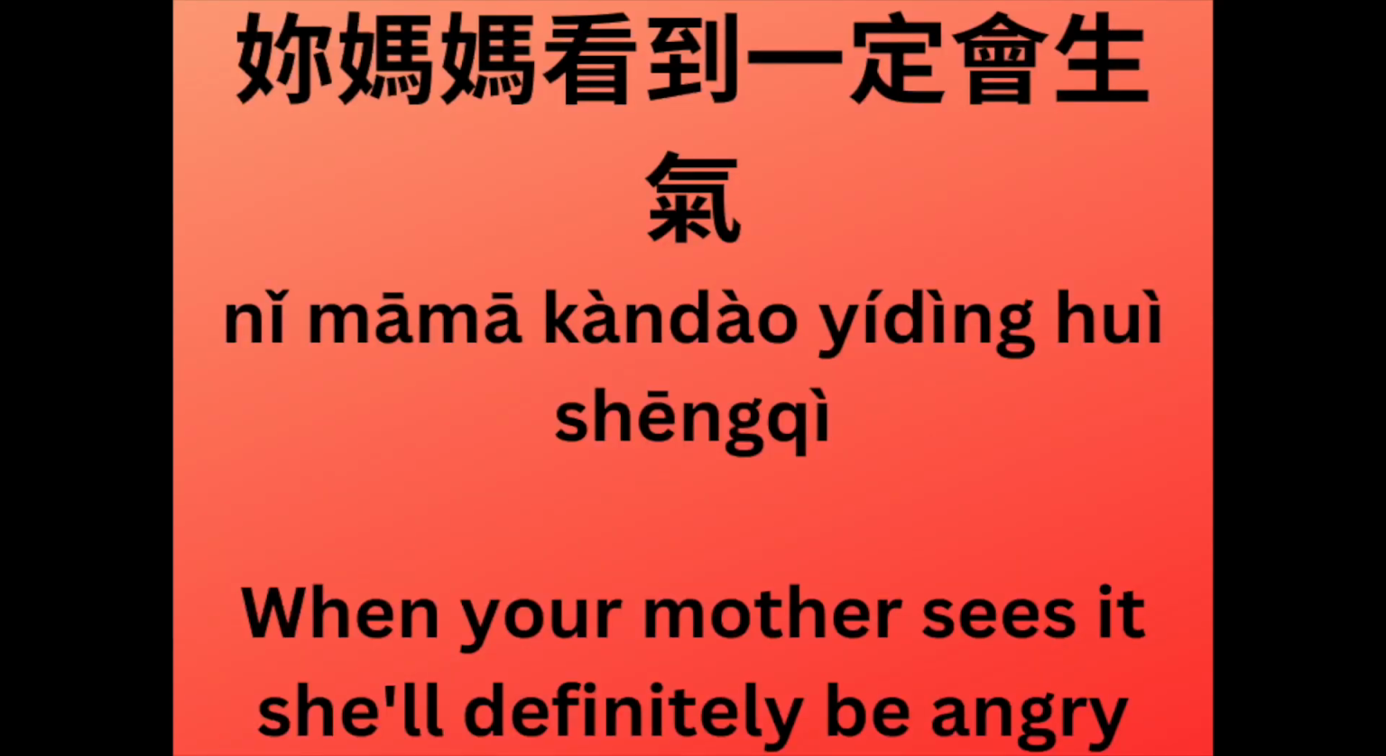Now let's say somebody has done something naughty, maybe has knocked over a vase in the house or has made a big mess in the living room. So you could say 你妈妈看到一定会生气. 你妈妈看到 means your mother sees it. So you don't use the word when in a sentence, but it is implied. So 你妈妈看到. So when your mother sees it, 她一定会生气. She will be angry. That is for sure.